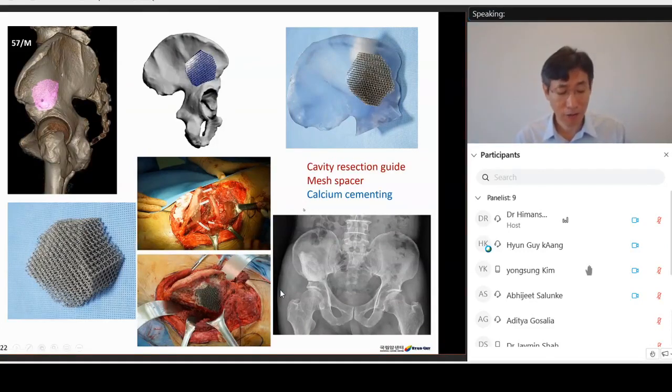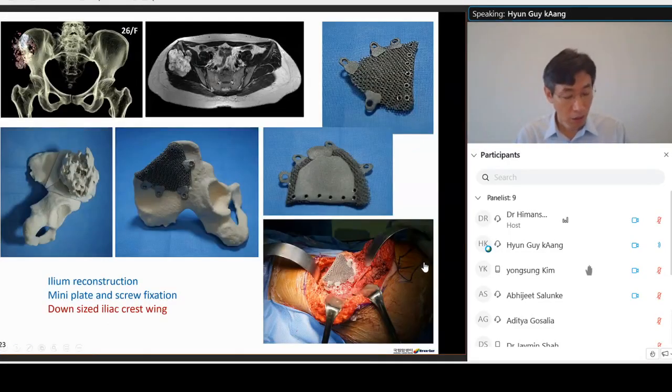We can cut out like a cavity, capital resection without navigation or x-ray fluoroscopy, and also custom-made cavitary reconstruction easily by 3D printing technology. We can much transform the original bone shape for reduced complication and better functional outcome. Like this downsized iliac crest.